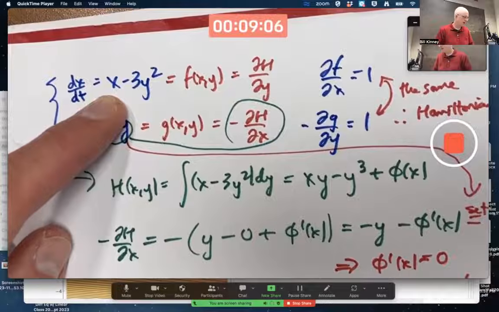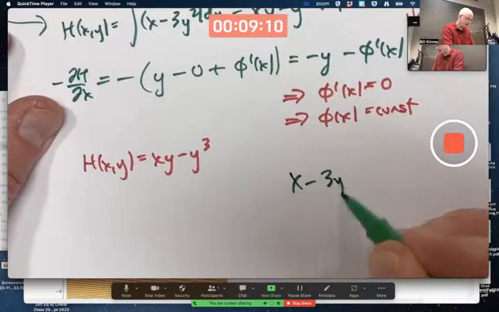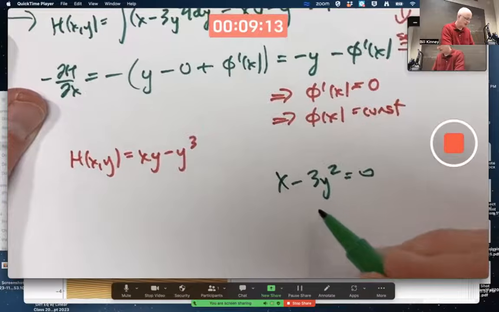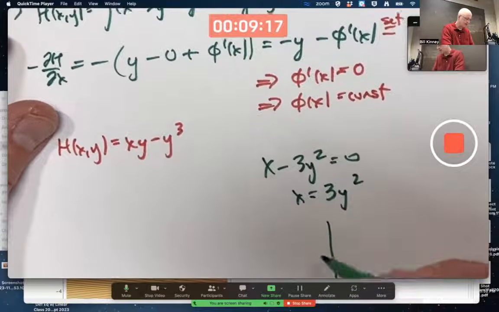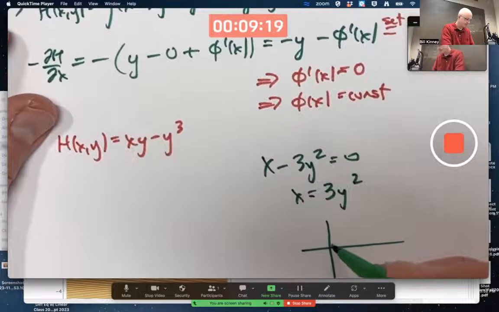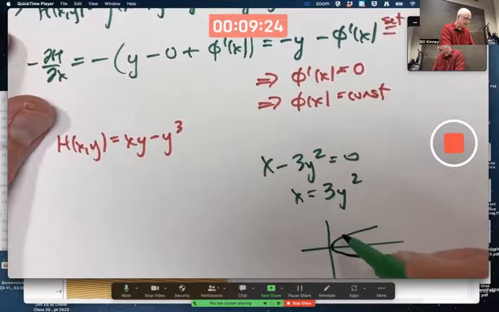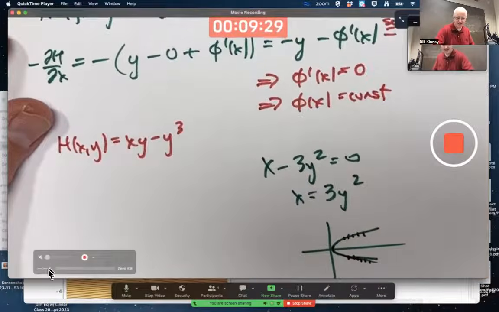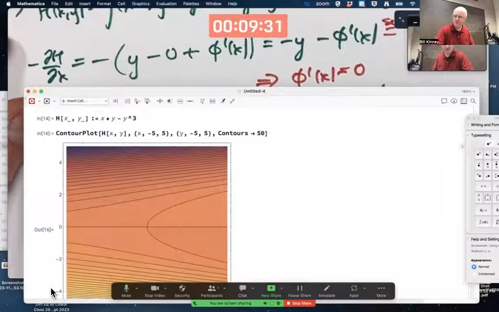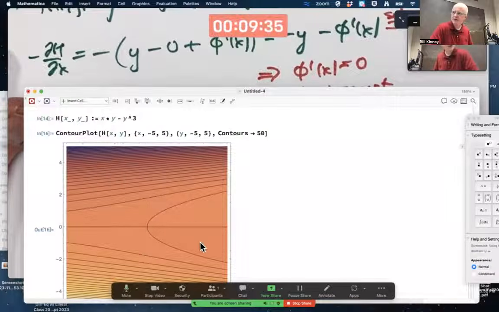If you want to draw this nullcline, it's x minus 3y squared equals 0. That's equivalent to x equals 3y squared, which is a sideways parabola. That's where dx/dt is 0. That has got to get crossed with vertical tangents. Is that clear from the picture? That's maybe not so clear from the picture. I think I'd need more solution curves in here to make it more clear from the picture.